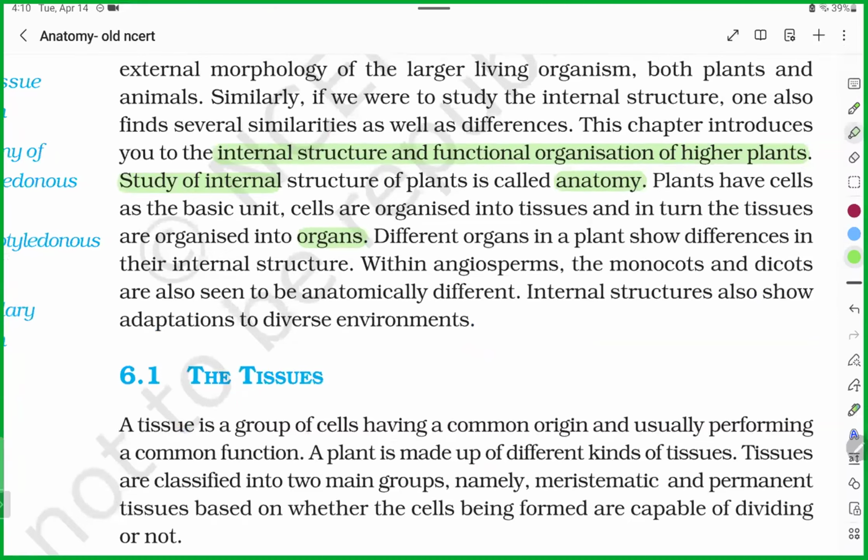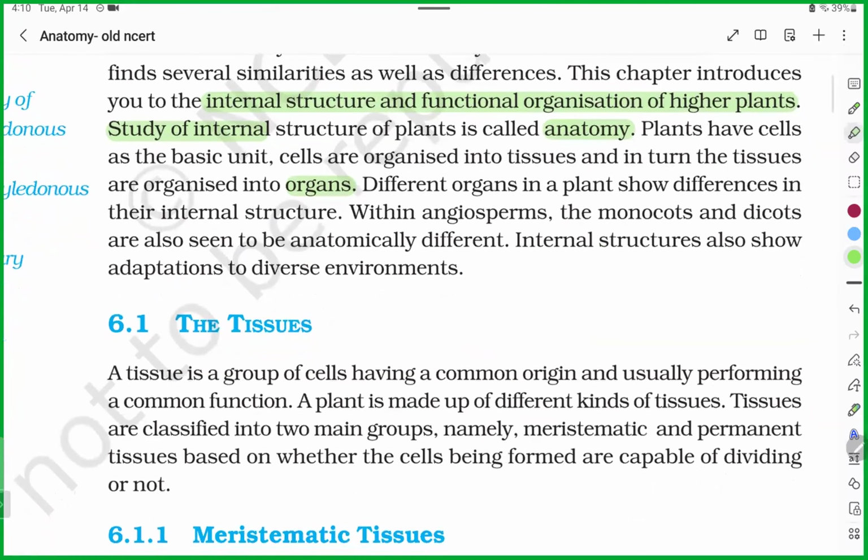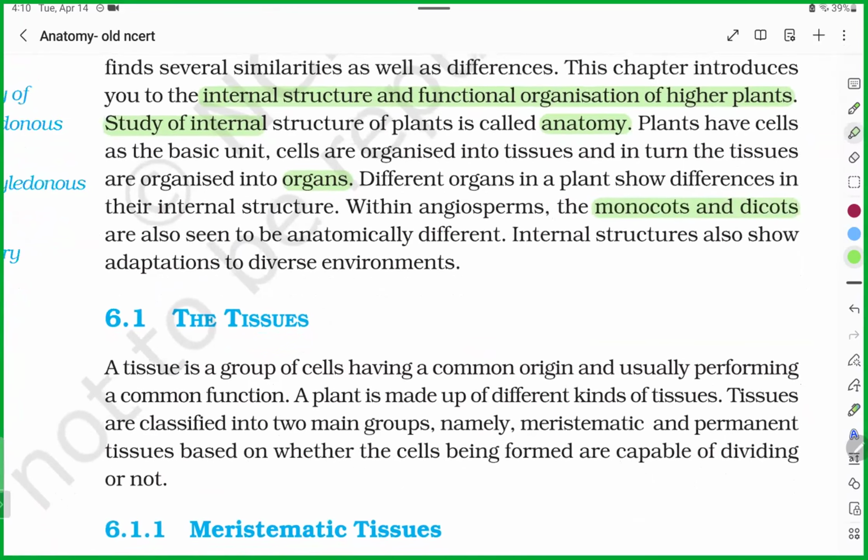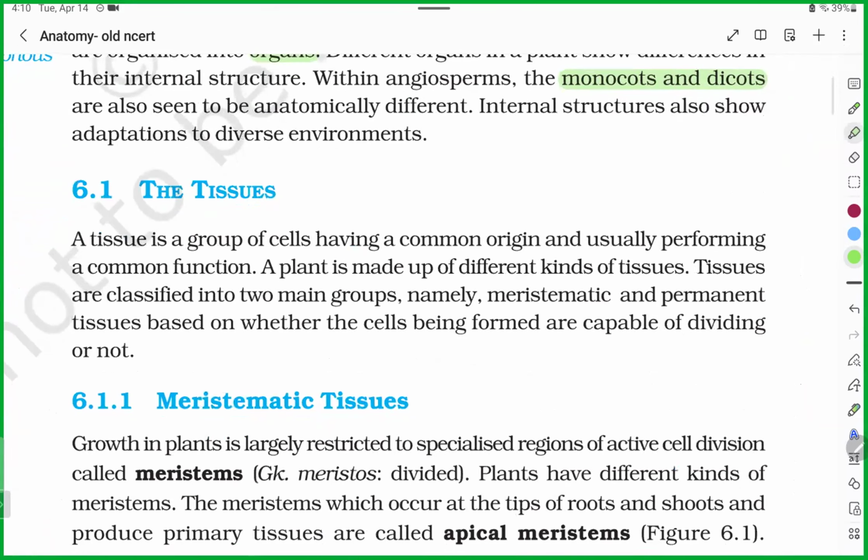So different organs have different structure. Here we understand monocot and dicot have different structure. That's why we study dicot root and monocot root separately. And the internal structure depends upon the adaptation of the plant. If we say what is tissue, it is a group of cells that have common origin and usually common function.